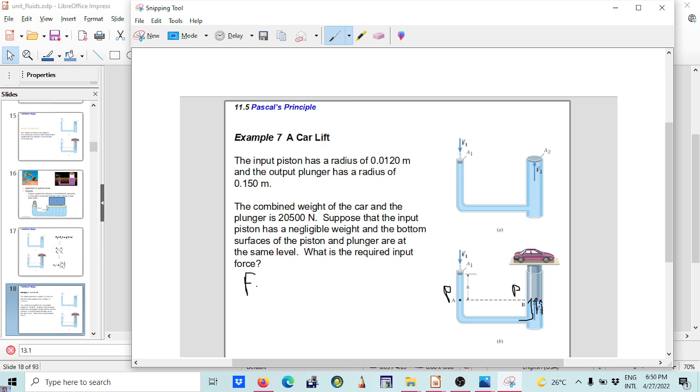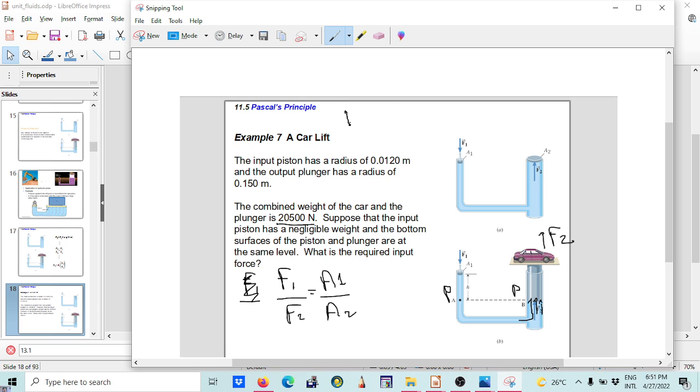So you have F1 over the weight of the car. I always call F1, and here I'm going to call F2. Okay, so I'm going to start with F2. Now I'm going to say F1 over F2 equals A1 over A2. So small over big equals small over big.